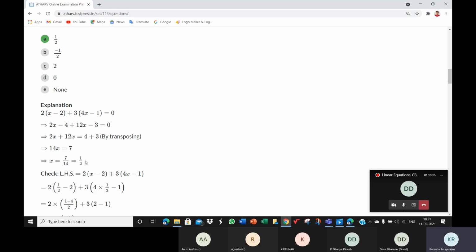-4 on the other side becomes plus 4. -3 on the other side becomes plus 3. In 14x, 14 and x are in multiplication. So when you take 14 to the other side, it will go for division.